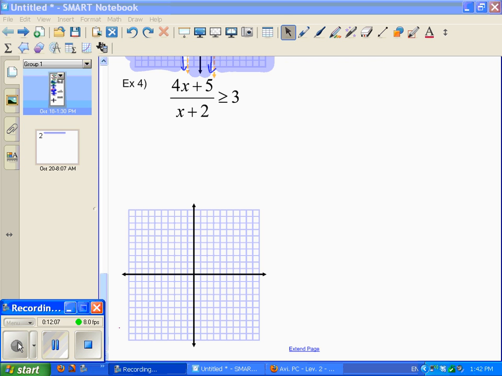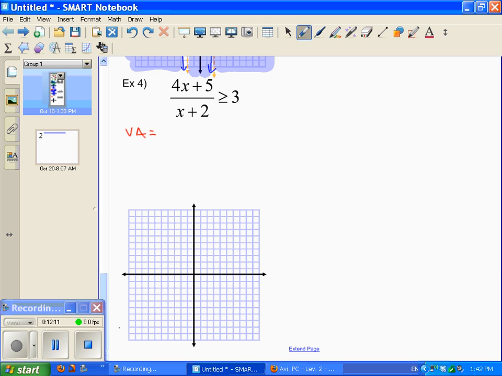Okay, last one here. For this one, where will I have a vertical asymptote? Yes, negative 2. How about a horizontal asymptote? At 4, because it's my leading coefficients ratio, so I'm going to have a horizontal asymptote at 4.